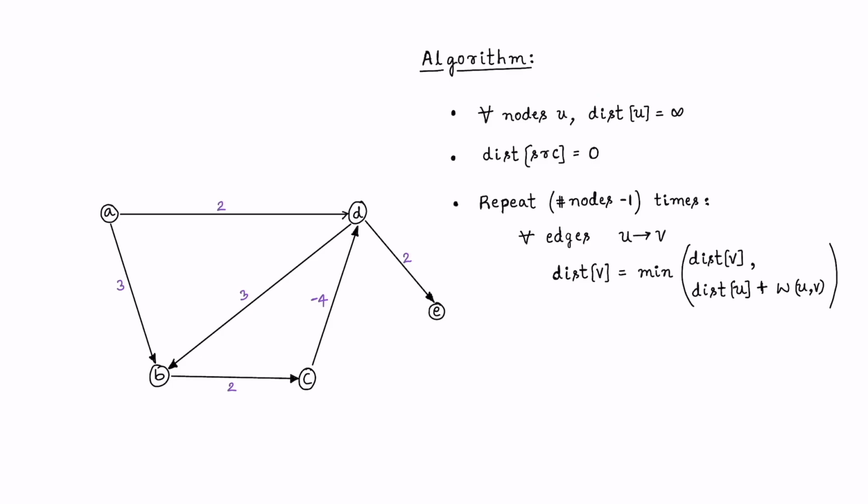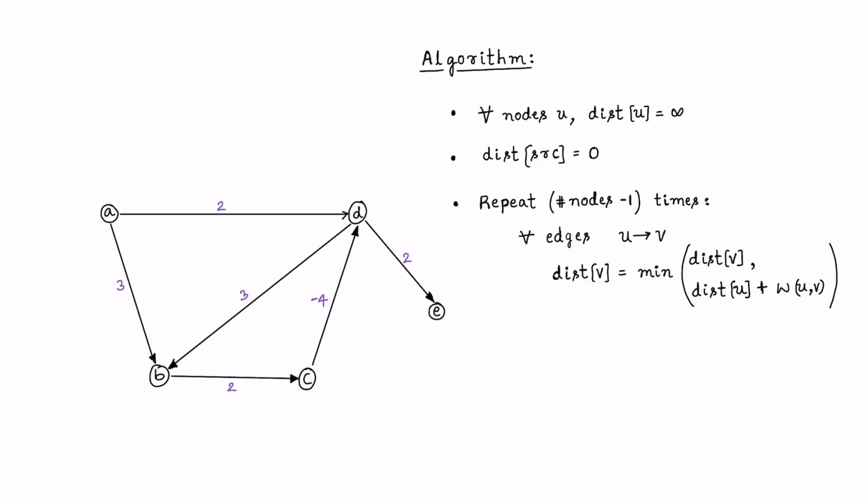Then we set the distance to source node as 0, and we repeat this number of nodes minus 1 times. Why the number of nodes minus 1 times? It's because, as we discussed previously in one of the claims, there could be simple paths in the graph that have at most number of nodes minus 1 edges. So to explore all those paths, we repeat this for number of nodes minus 1 times.